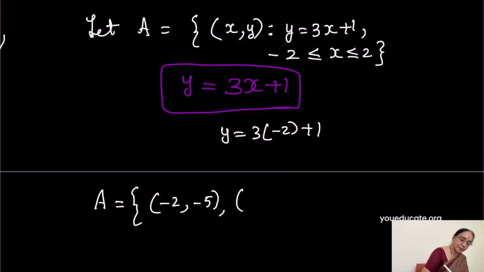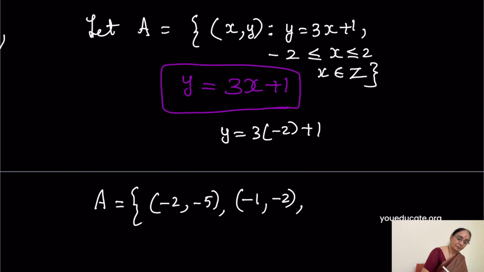Next, I take the value minus 1. Here I forgot to mention that x belongs to Z. So x belongs to Z also, because I cannot be taking all the decimals and fractions and irrational numbers between these. So let me take x belongs to Z. That completes the set builder form. The next higher number, the successor of minus 2, is minus 1. So 3 times minus 1, minus 3 plus 1, minus 2.